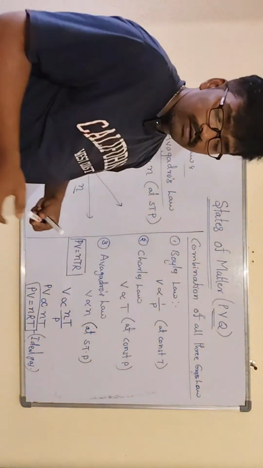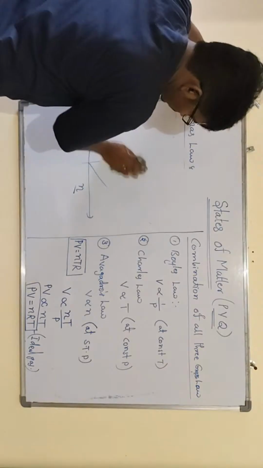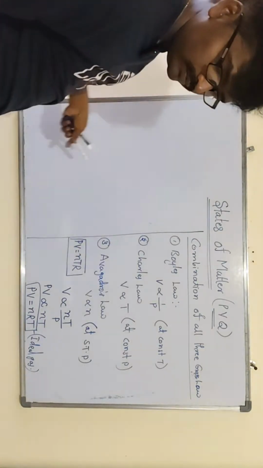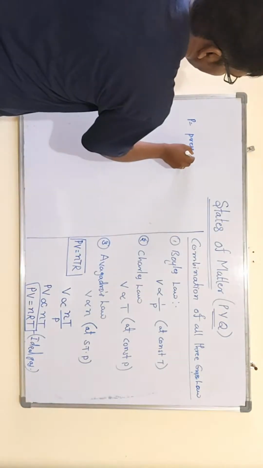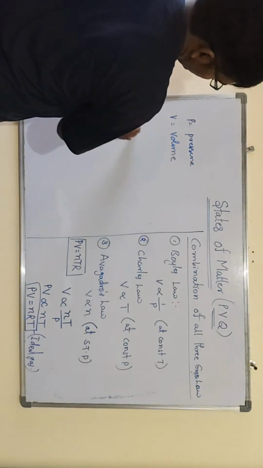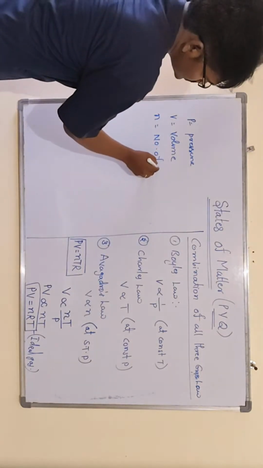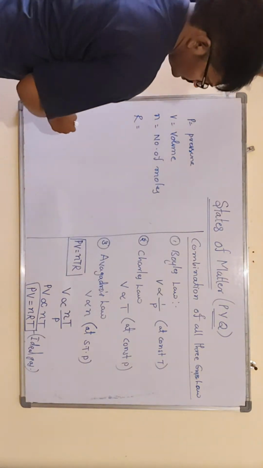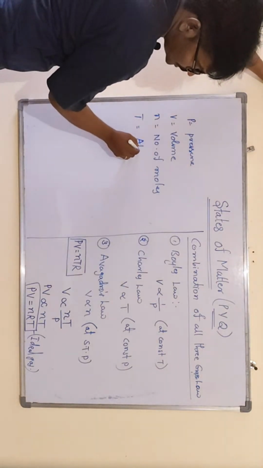In the ideal gas equation, capital R is the ideal gas constant or universal gas constant. P equals pressure. V equals volume. n equals number of moles. T equals absolute temperature.